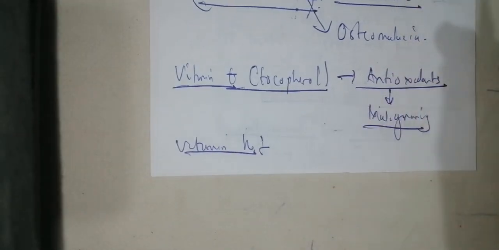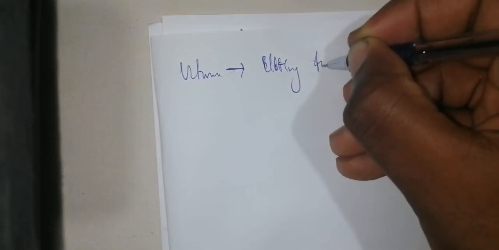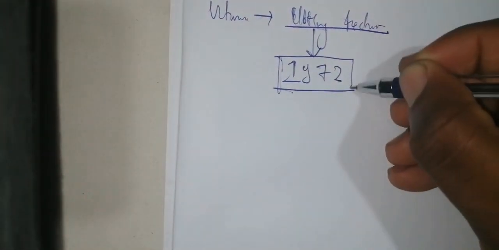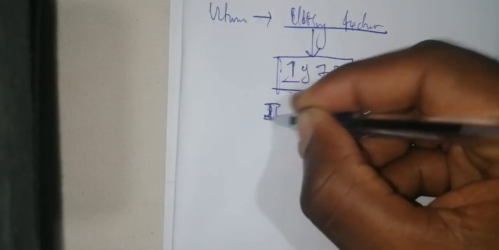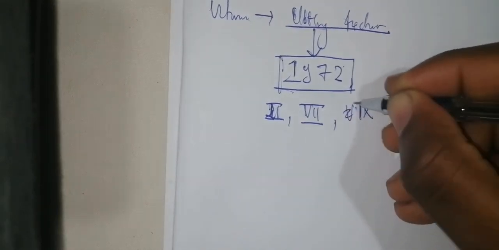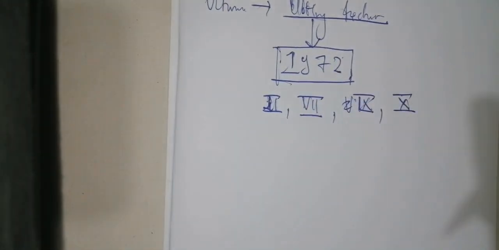Now the next vitamin is vitamin K. You need to know that vitamin K is used in the formation of clotting factors. Is it clear? Now, the peculiar clotting factors that vitamin K is used in producing, the mnemonic is 1972. Is it clear? Those are the clotting factors that vitamin K is used in producing. So we start from back to up. It's used in producing clotting factor 2, clotting factor 7, clotting factor 9, and also clotting factor 10. This one here is not 1 but instead 10.